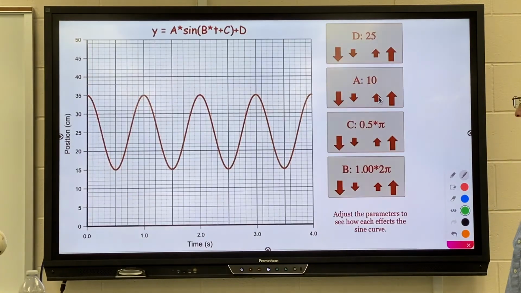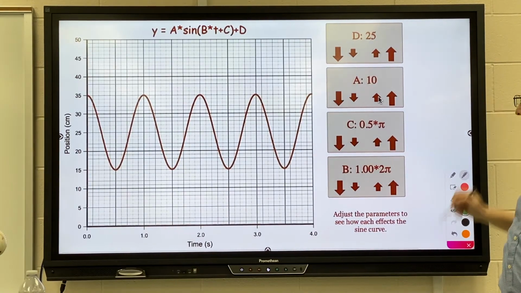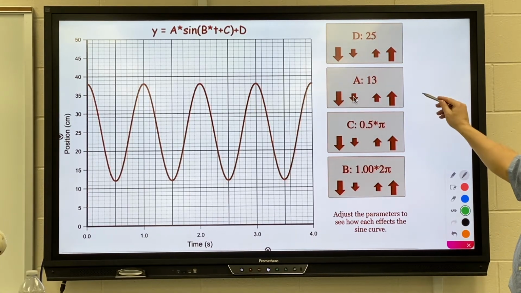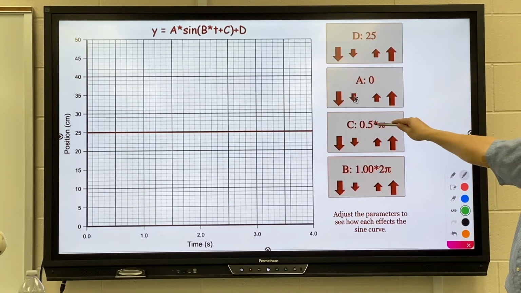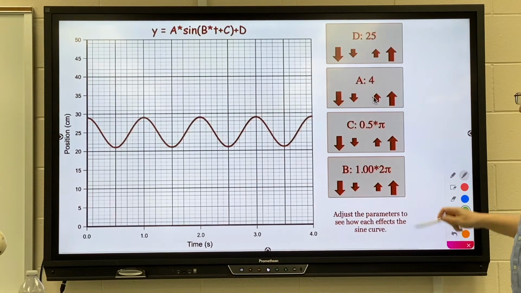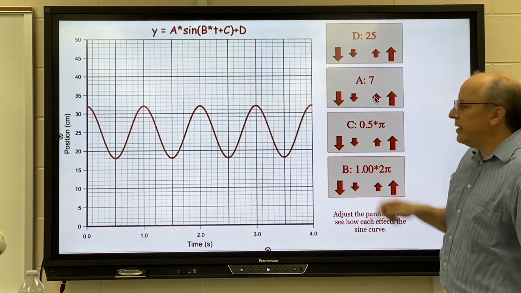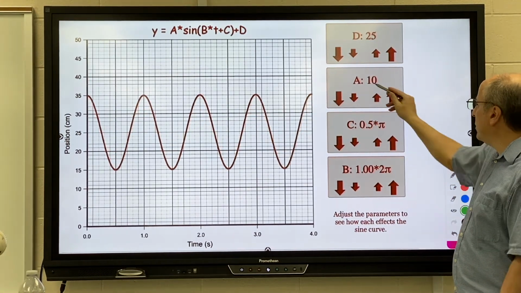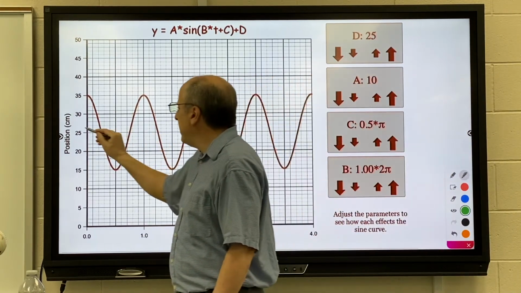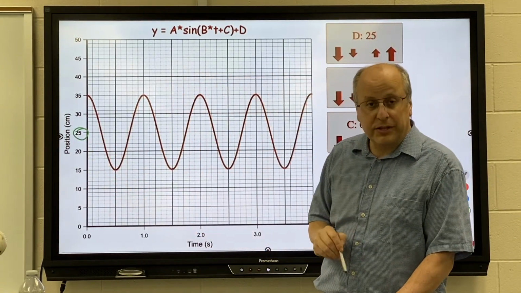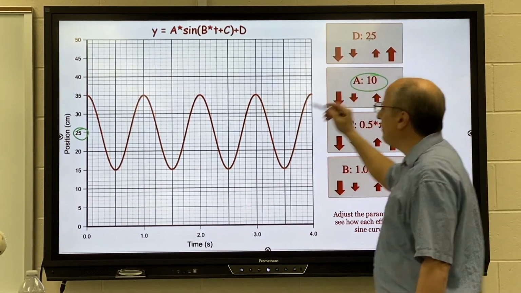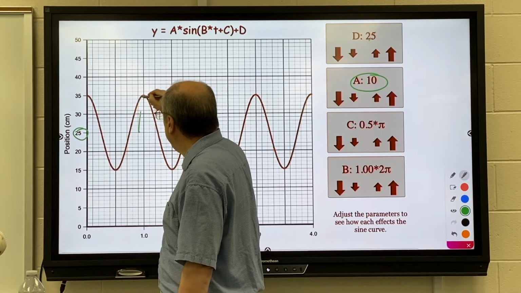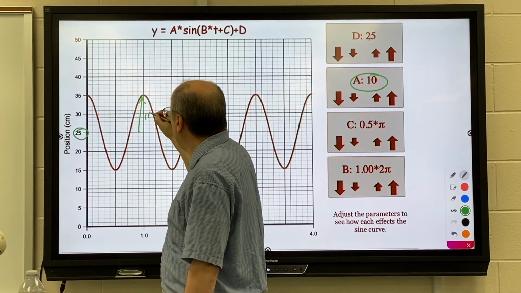Now the A value. Let's leave D at 25 and let's change A. So you'll see as I make A bigger, the graph gets taller. As I make A 0, the graph disappears. And as I increase A again, the height of the graph changes. Notice, regardless of what I make A, it does not change the center. It does not change the average. That's 25. What the A represents is how far we get from the average. We get 10.